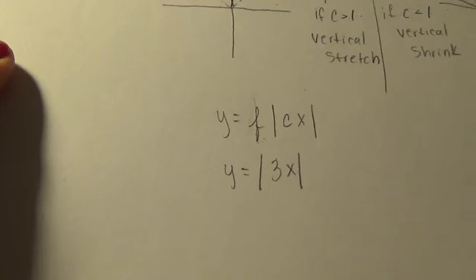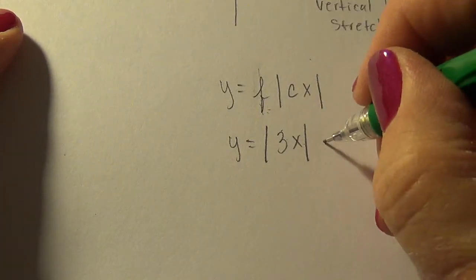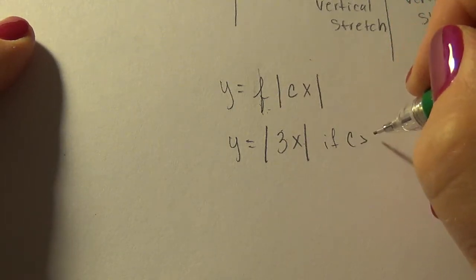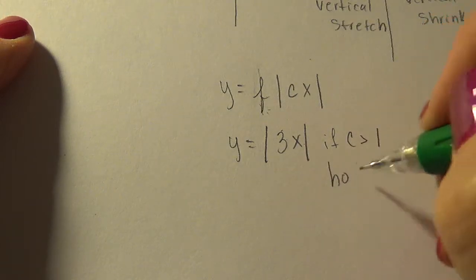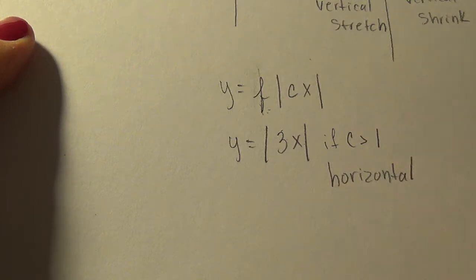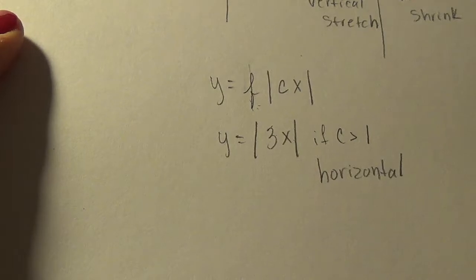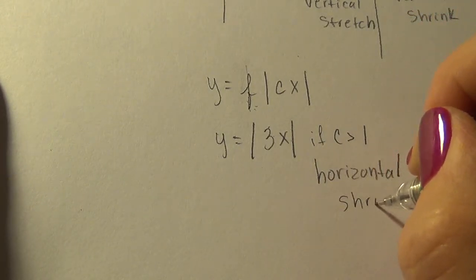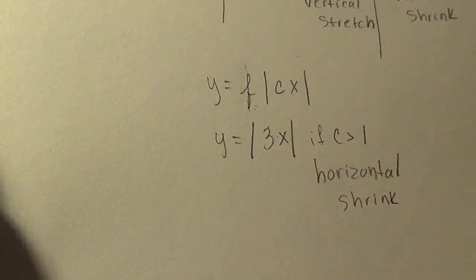So when that happens, if the constant that was the factor was greater than 1, it causes a horizontal, guess. If this one caused the vertical stretch, does it surprise you that this causes a horizontal shrink? So that's when c is greater than 1, such as this.